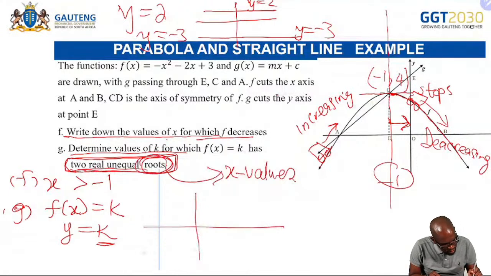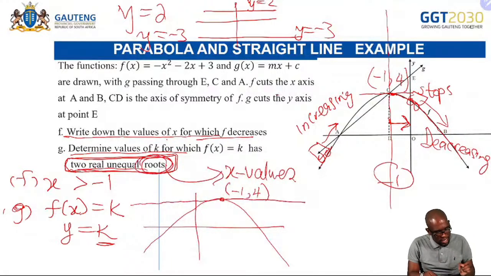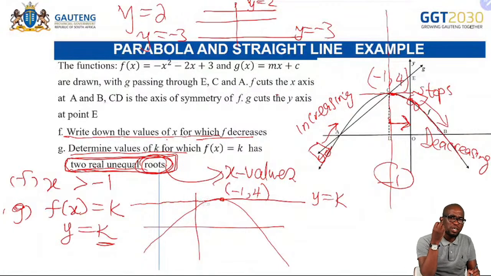Now the turning point here is -1 and 4. If you are to put your line here, line y equals k, how many times is it touching the graph? If you look at your screen and look at where I drew the line, obviously you would see that it touches the graph once. So it does not have two roots, it has just the one root.